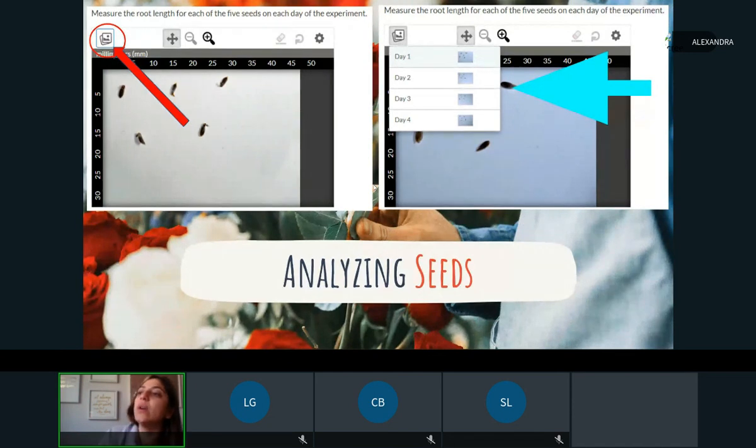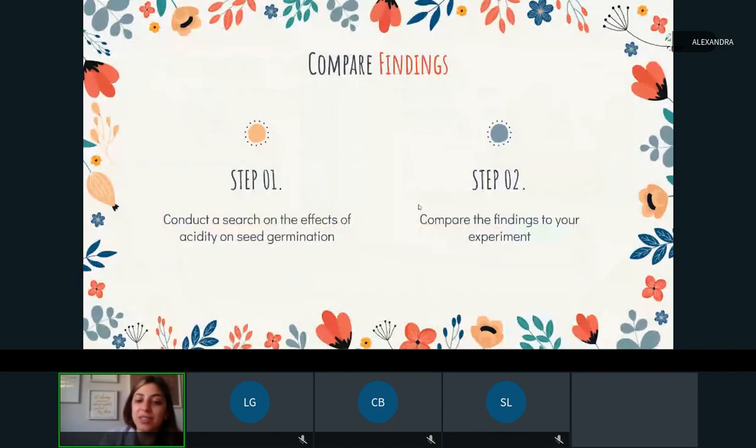So if we go into the next slide, the second part of part one. So the first part is taking a look at the images. And then the second thing you're going to want to do, and you have to pay close attention because this is written in the slides, but is something that can be easily overlooked. So make sure that when you're clicking through the slides, you're really paying attention to the instructions because they ask you to compare your findings. So after you've looked at the analyzer tool and the images, the next thing they ask you to do is to conduct a search on the effects of acidity on seed germination.